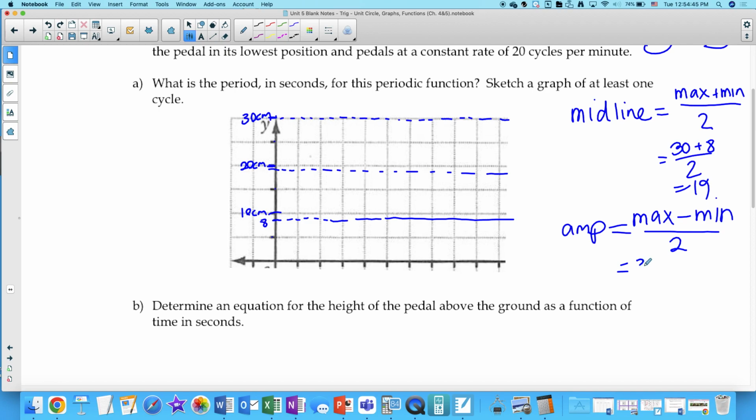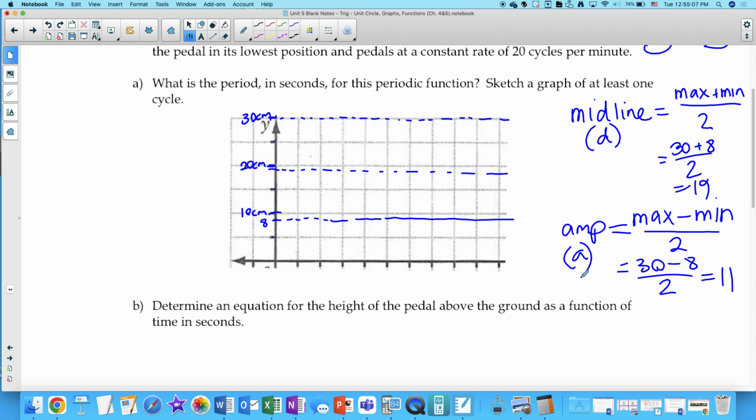22 over 2 is 11. Okay. Now these are important values to know, one to graph, but also we want to form an equation here, right? So the midline, remember, is D. The amplitude is A.